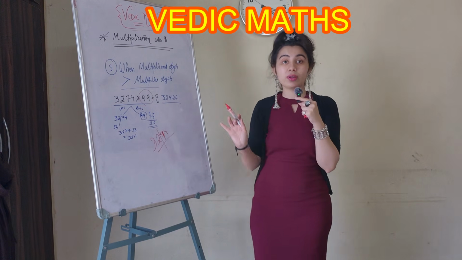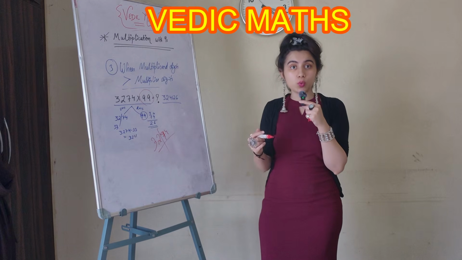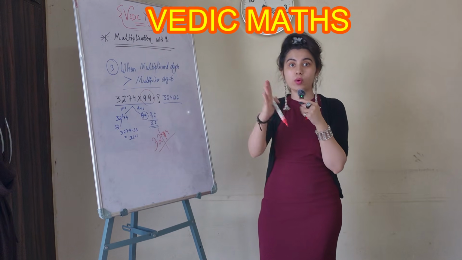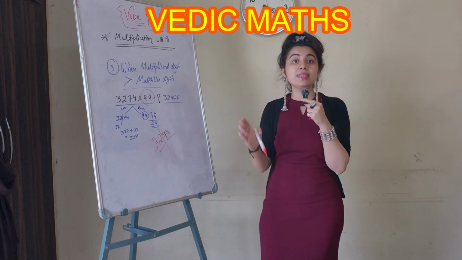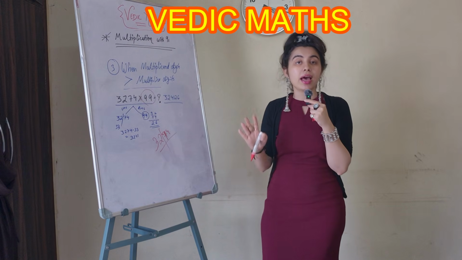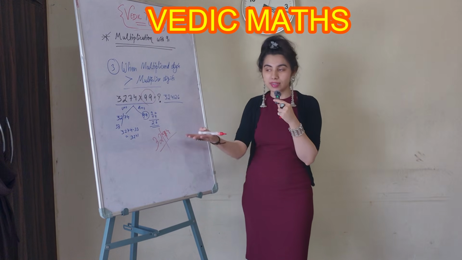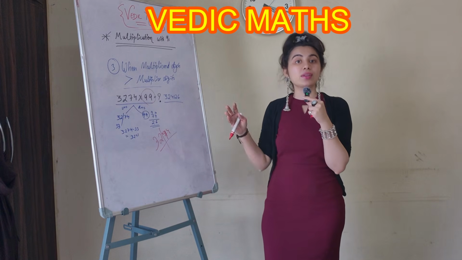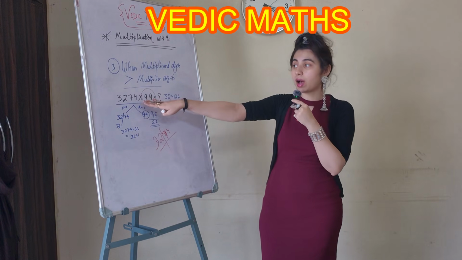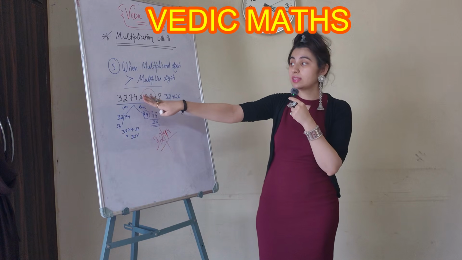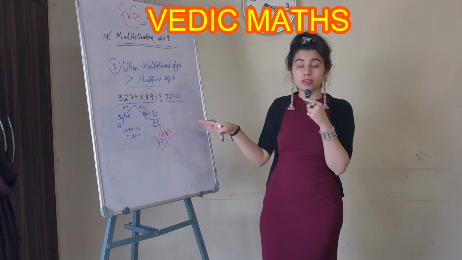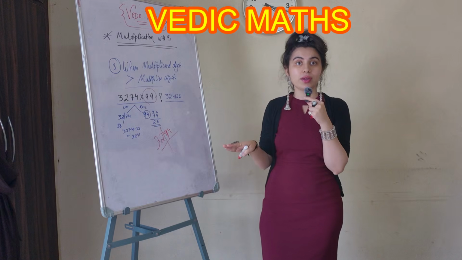Now with the digits before the slash, 32, you just add 1, and that will be 33. Since here it's 32, you add 1 and that will be 33. Now 33 will be subtracted from our multiplicand, and that is 3274 minus 33, right?